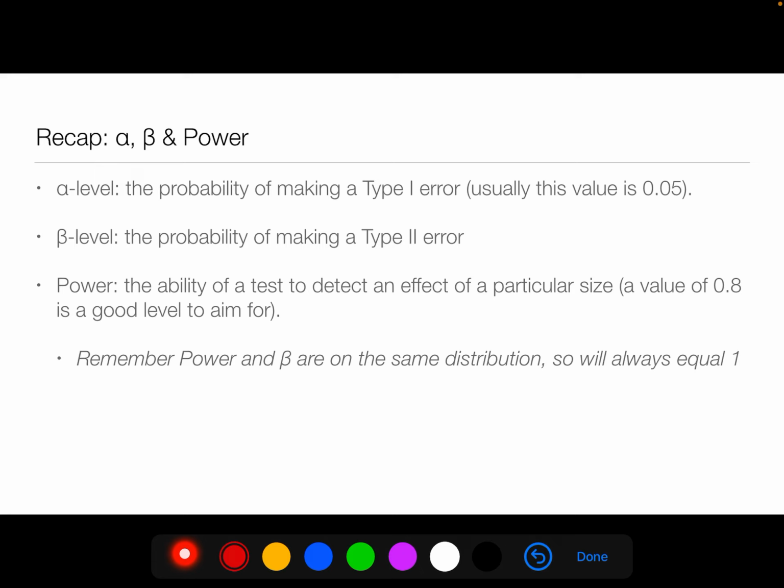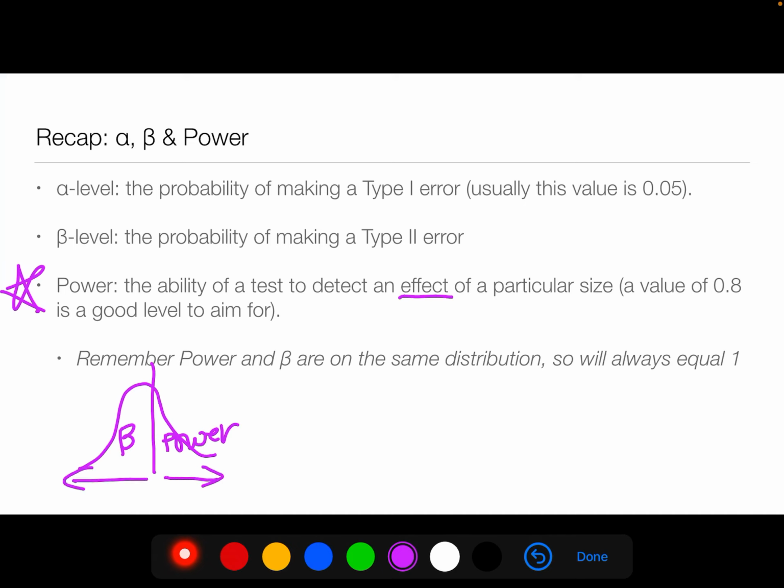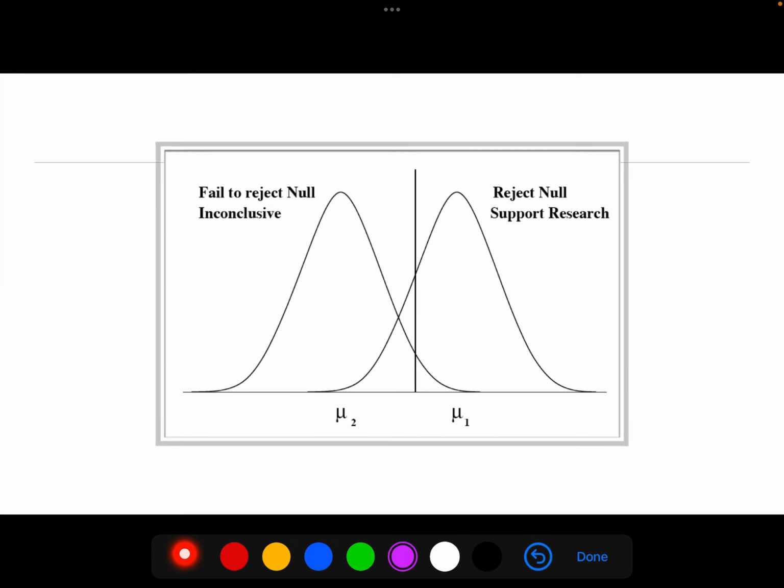Power is our ability, which is again, the goal is to be able to find an effect that's actually there. And again, we typically aim for that 0.01. Because beta and power are on the same distribution, if we have beta here, then this side would be power. And so we're going to see no matter where this line goes, the left side will be beta and the right side will be power.